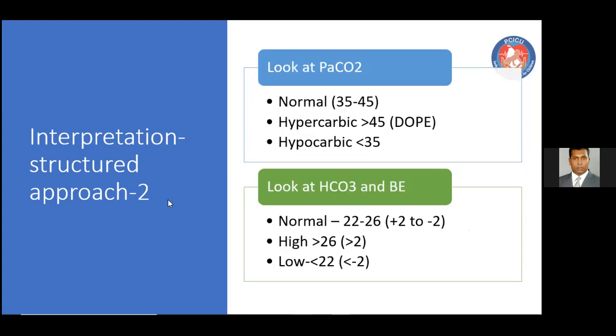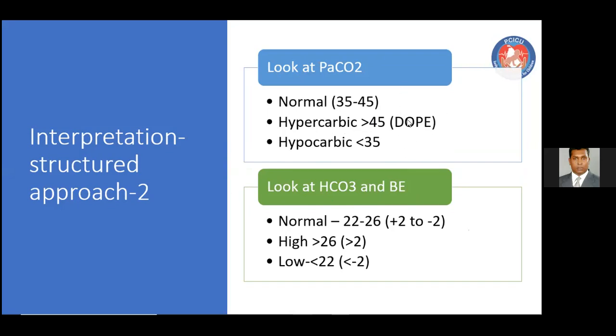So the second thing, if you have any issues with the pH, is to identify who is causing this. And to do that, you look at carbon dioxide, you look at bicarbonate, and you look at base deficit or base excess. And normal carbon dioxide, as you know, is between 35 to 45, and anything above 45 is hypercarbic. And we know that if a patient is hypercarbic, you need to look into DOPE as minimum.